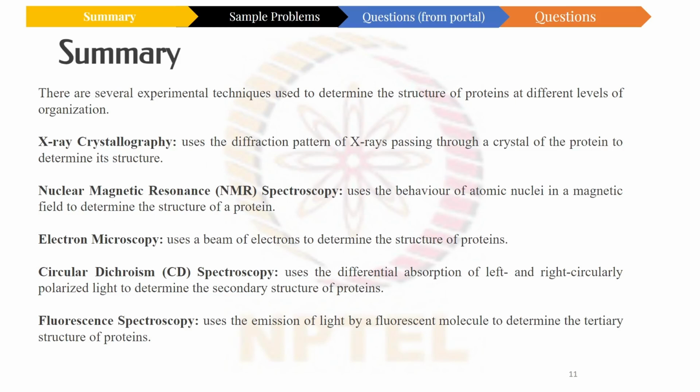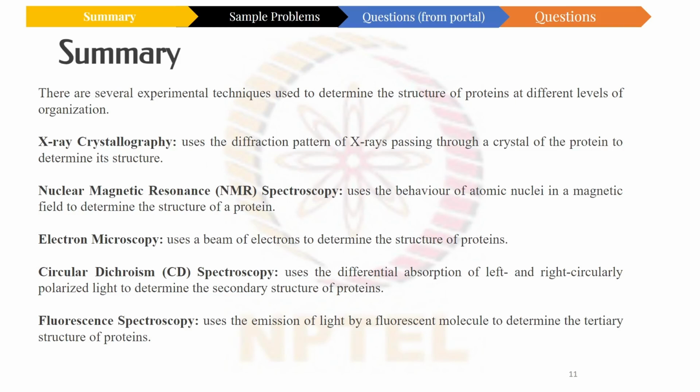So this NMR technique provides information on interactions between the atoms in a protein and its surrounding environment. It is particularly useful for studying proteins in solution, offering insights into dynamic properties. Next, we have electron microscopy, which involves bombarding the proteins with a beam of electrons. These electrons interact with the protein, generating an image that reveals its structural features.